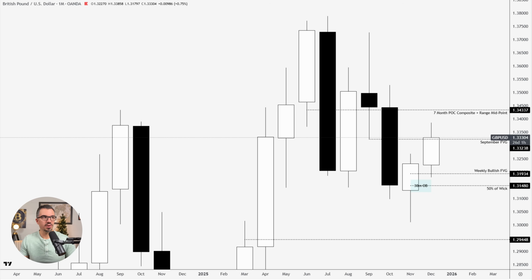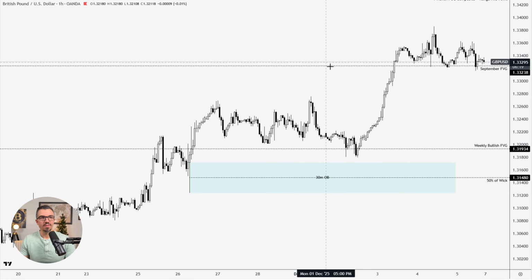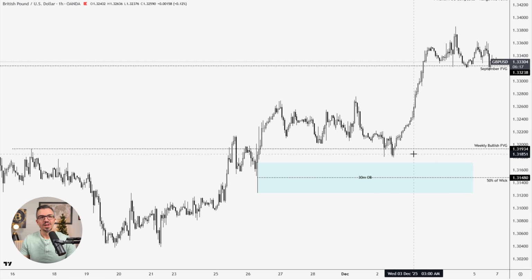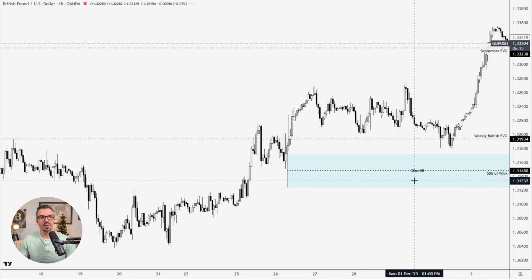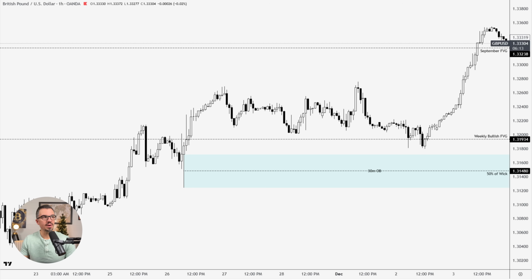Now, similar to the euro, again, a little bit frustrating just because we came very close to my area of interest. So in last week's video, if you saw that, what I was looking for was a move down here between this pocket of the 50% wick of this candle back here on the hourly. We also had a 30-minute order block through here, and also we had a weekly FVG, okay? So that was a 2-candle pattern, not necessarily a 3-candle pattern, but still I was looking for a retest of that weekly high, which we certainly got.